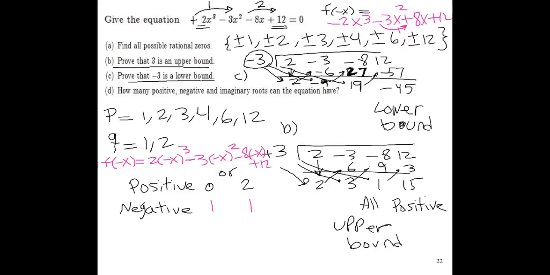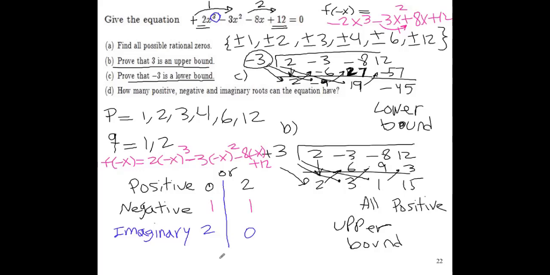And for the imaginary, if the positive number is 0 and negative is 1, the total should be 3 because that's a third order polynomial. So this must be 2 then, for this case. If you have 0 positive and 1 negative, the rest should be for the imaginary, which is 2. If you have 2 positive and 1 negative, that's a total of 3 already, so it would be 0 imaginary there.